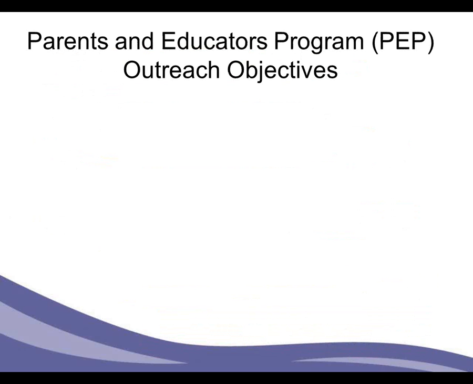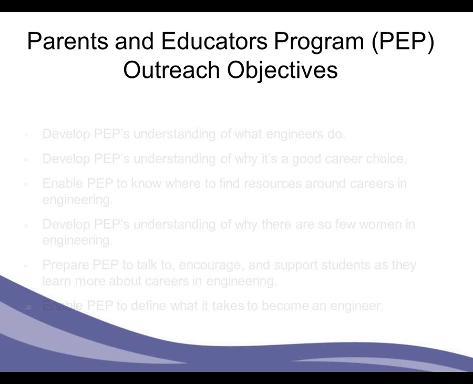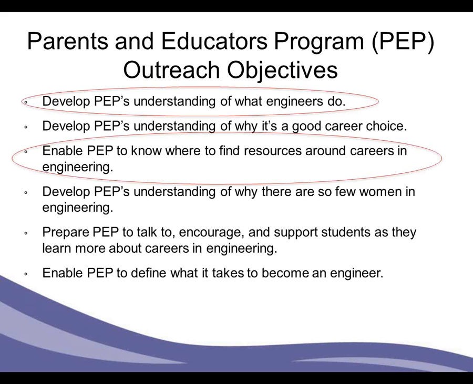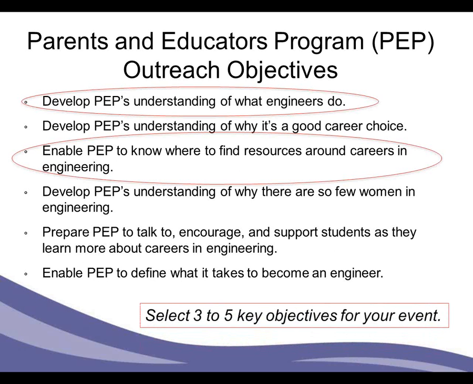If you are running a Parents and Educators program, abbreviated as PEP, here are objectives you can consider. For example, you may have an objective of developing PEP's understanding of what engineers do. Or your objective may be to enable PEP to know where to find resources around careers in engineering. Again, there are many possible objectives. We recommend that you select 3 to 5 key objectives for your event.